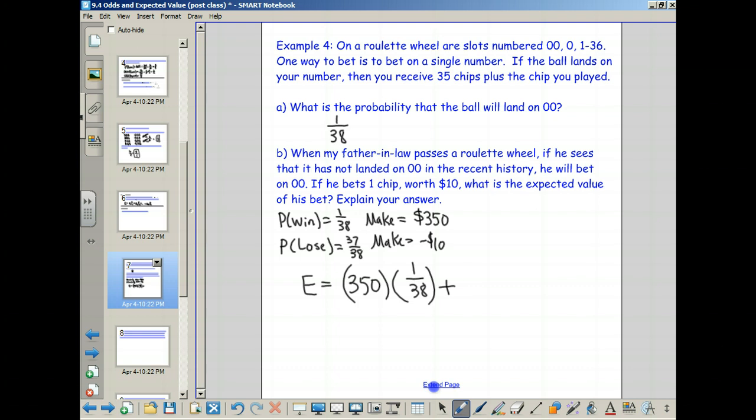Plus the likelihood that I lose, which is a negative $10 outcome, putting my dollar signs off since I didn't on the first one. And the likelihood that that happens is 37 out of 38.